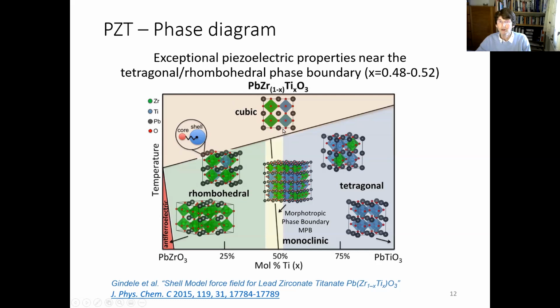But the interesting part of this phase diagram is the bit in the middle. This is where you get a competition between the rhombohedral and tetragonal crystal structures. You get what's called the morphotropic phase boundary. This means that the crystal is a bit confused as to which way to go, so it actually becomes monoclinic. So what we want to do is develop a potential that will capture this behavior, so we have a good potential to do simulations with.